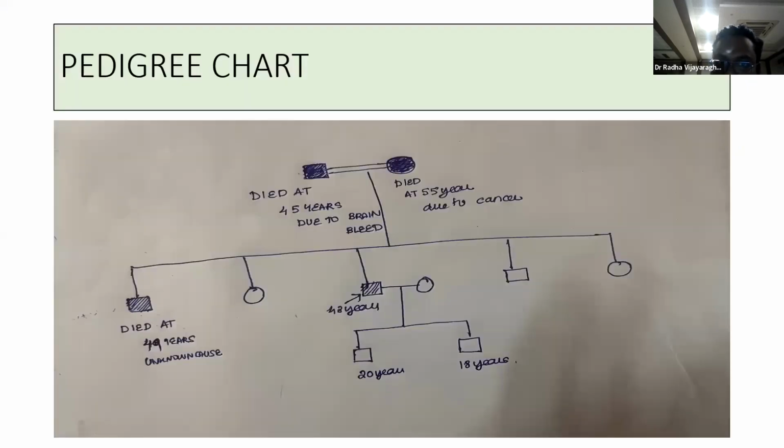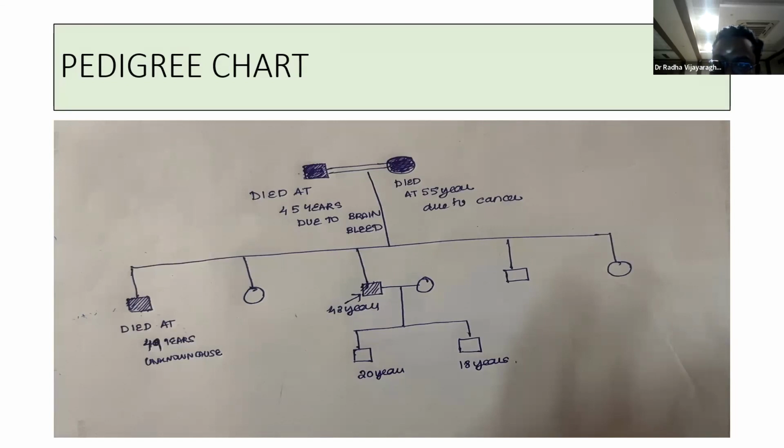And this is the pedigree chart of the patient, where his father and mother died at the age of 45 years and 55 years. His father died at 45 years due to a brain bleed. He doesn't know if he had a kidney disease. And he had a brother who died at 49 years of an unknown cause. He has 2 healthy sisters and 1 healthy brother. And he has 2 children, one is 20 years old and one is 18 years old.